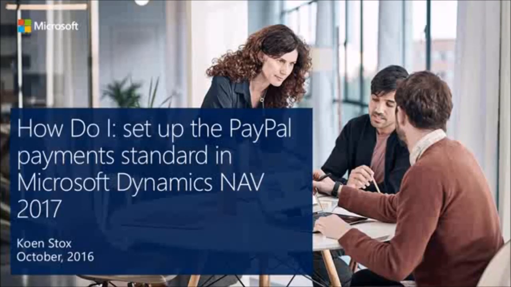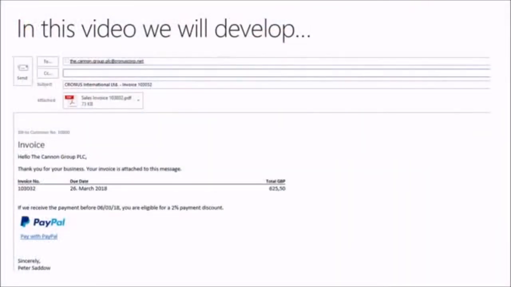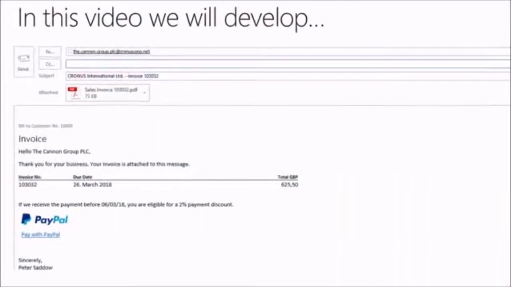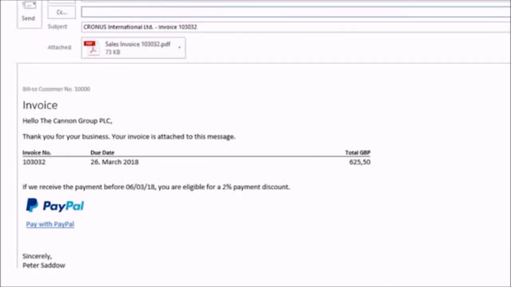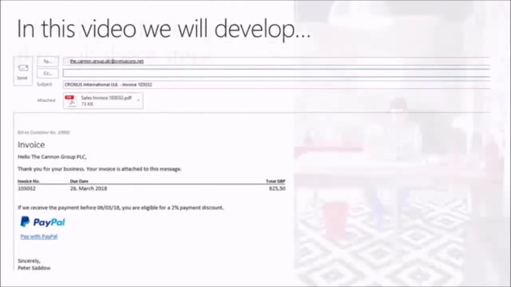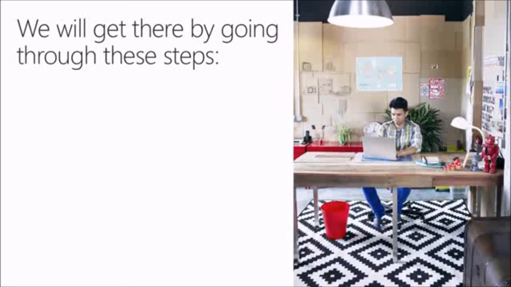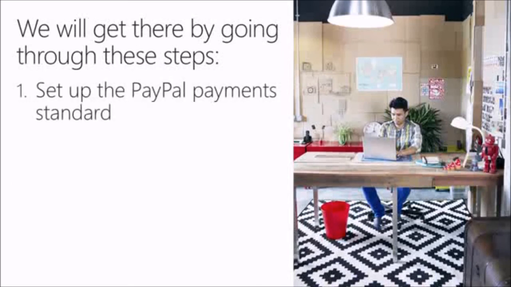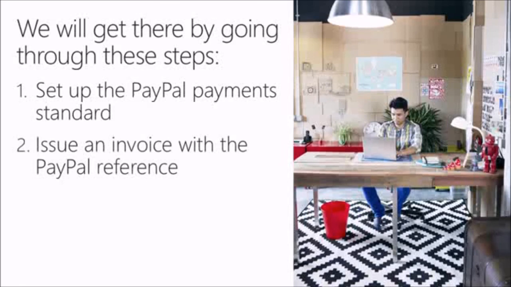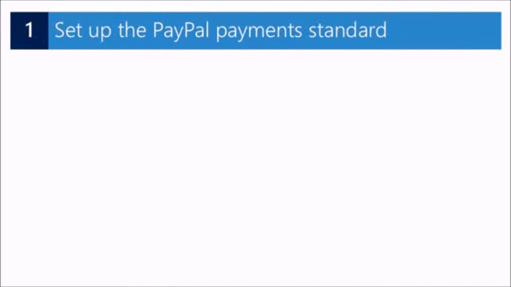In this video, I will demonstrate how to use the PayPal payments standard in Microsoft Dynamics NAV 2017. At the end of this video, you will have an idea of how to issue invoices with the embedded reference to PayPal. And we will get there by going through these steps. First of all, I will set up the PayPal payments standard, and then I will issue an invoice with the PayPal reference. Let's start with setting up the PayPal payment standard.